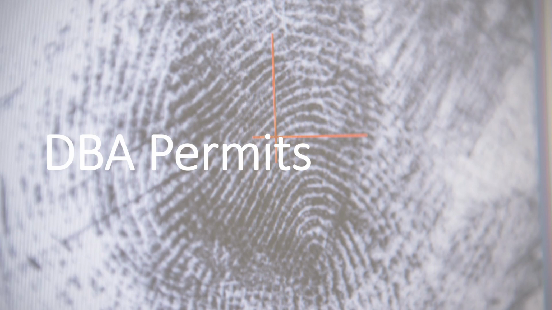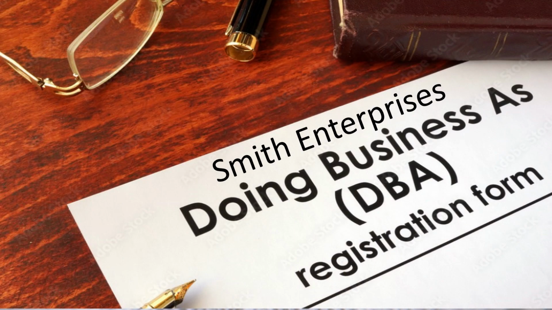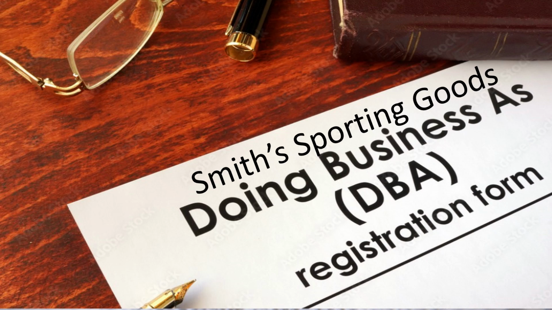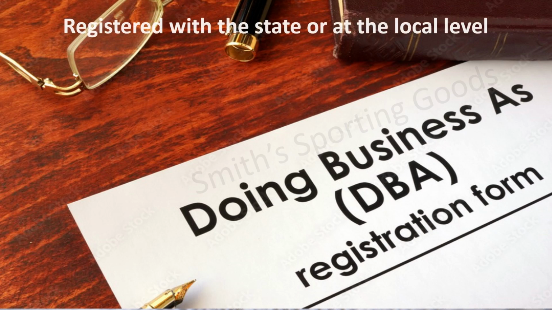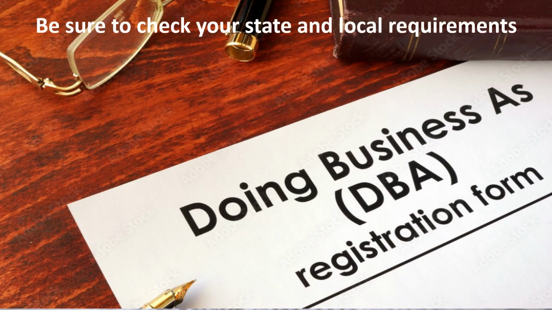DBA permits allow you to do business under a name that is different from your legally registered business name. DBA stands for doing business as. If your LLC name is Smith Enterprises, for instance, and you want to offer a new line of products as Smith's Sporting Goods, you would register a DBA as Smith's Sporting Goods. DBAs are usually registered with the state or at the local level. Operating a business under a name that's not your legal business name without registering a DBA can result in fines, penalties, and even the closure of your business. Be sure to check your state and local requirements.